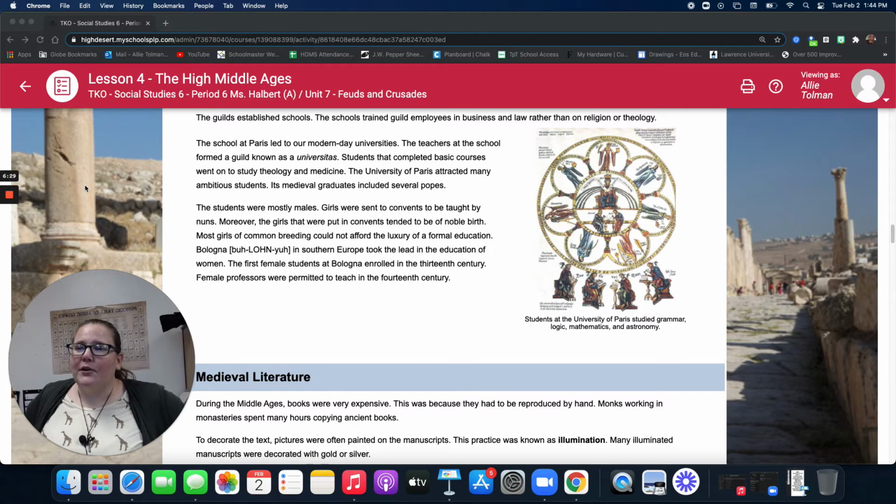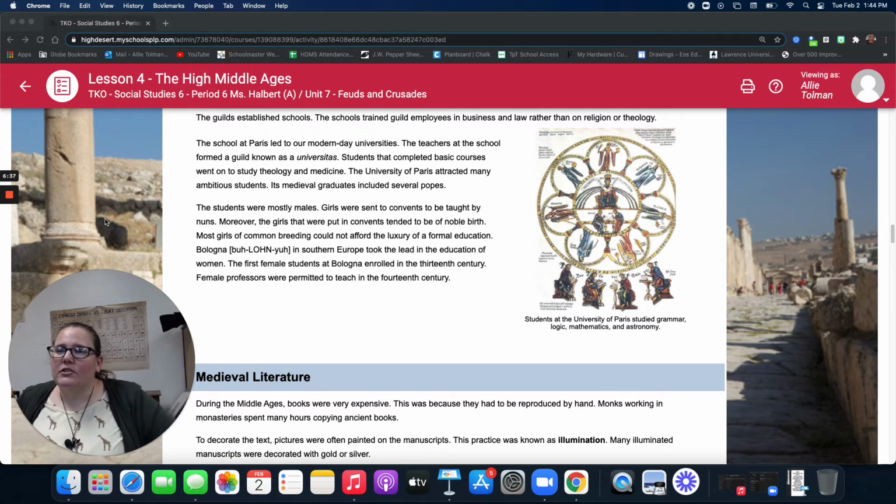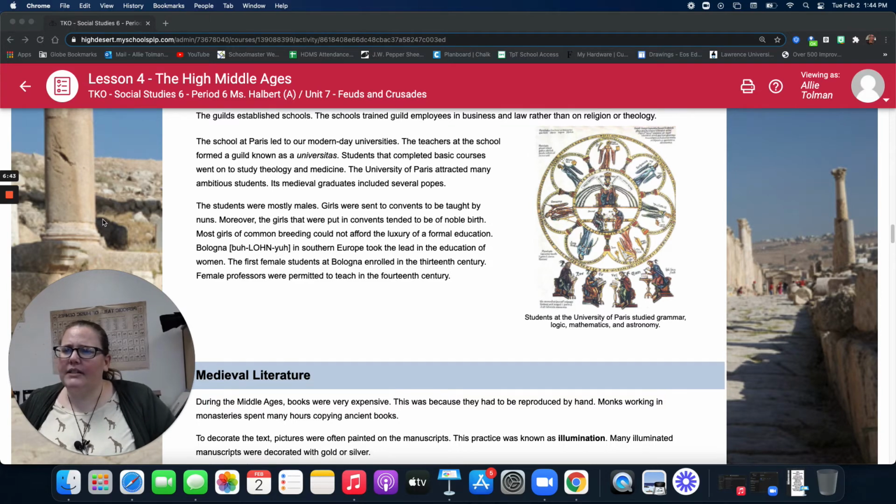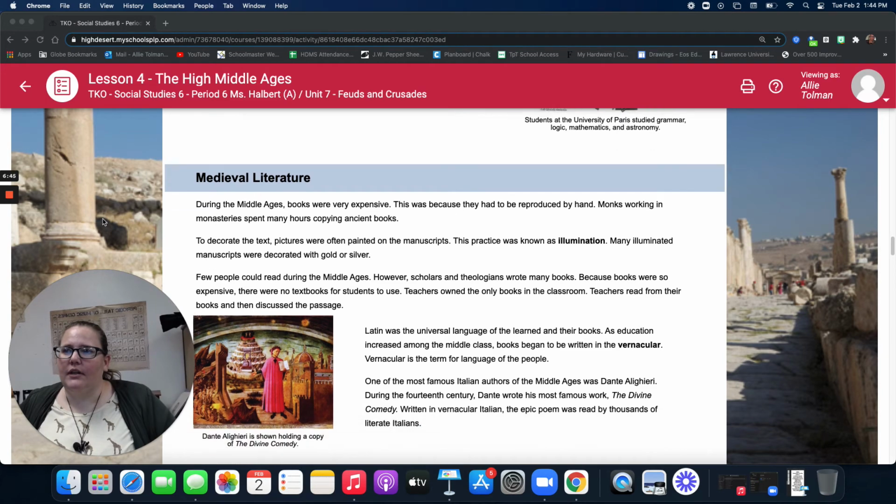Bologna in southern Europe took the lead in education of women. The first female students at Bologna enrolled in the 13th century. Female professors were permitted to teach in the 14th century.